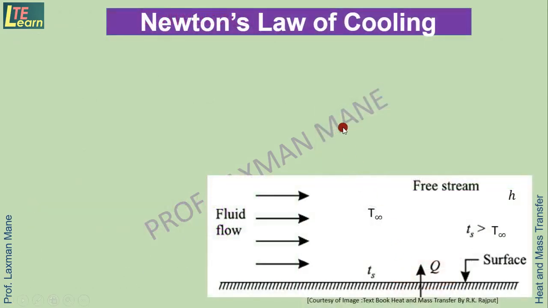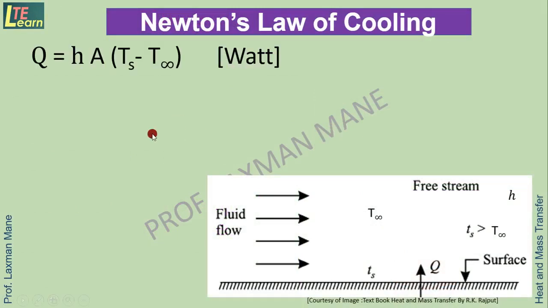Convection heat transfer is given by Newton's law of cooling. Mathematically, it is written as Q = h × A × (Ts − T∞). Heat transfer is given in watts. In this diagram, this is a hot surface, and this is a fluid flow passing over the surface. Heat transfer across the hot surface is taking place, that is Q.